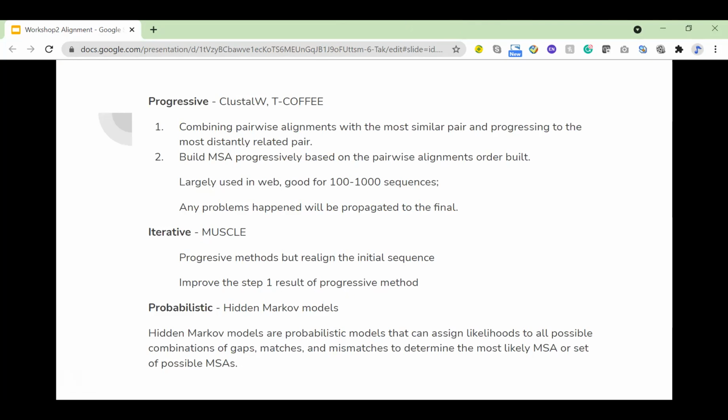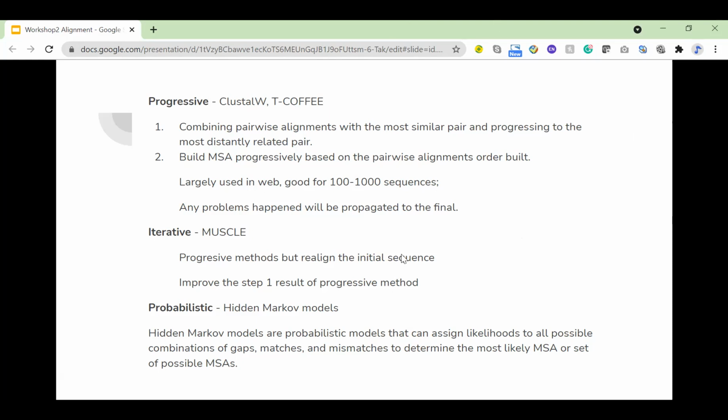Basically, three things I want to say: the progressive method, the iterative method, and the probabilistic method. The progressive method is like building a tree. You do pairwise alignment first, but only for those pairs you think are the closest to each other. Then you keep adding the other sequences to it, like building a tree from the root to the branches, and that's why it's called progressive. Tools like ClustalW and T-Coffee are progressive methods.